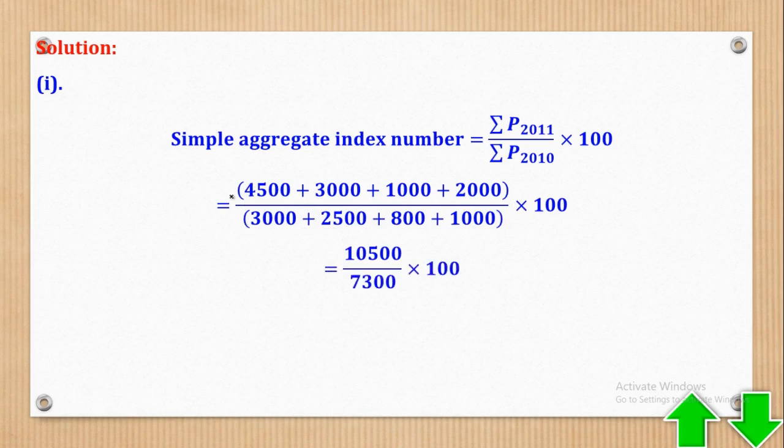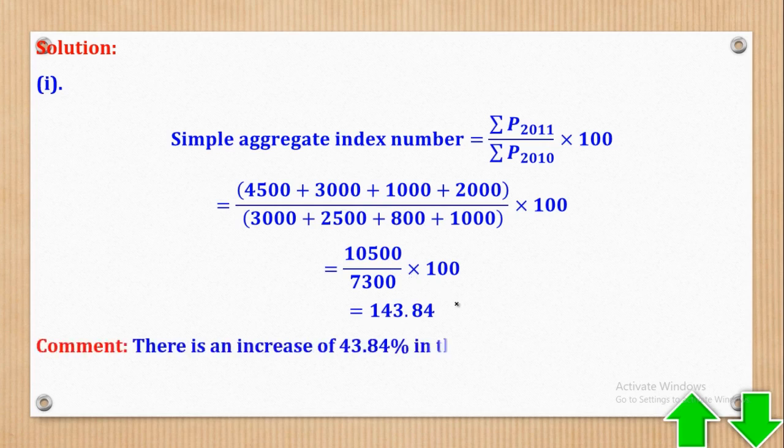When I add, the numerator simplified gives you this, the denominator simplified gives you this. Then the whole of that, when I work it out, gives you 143.84 as our simple aggregate index number. So here we don't put any percentage.